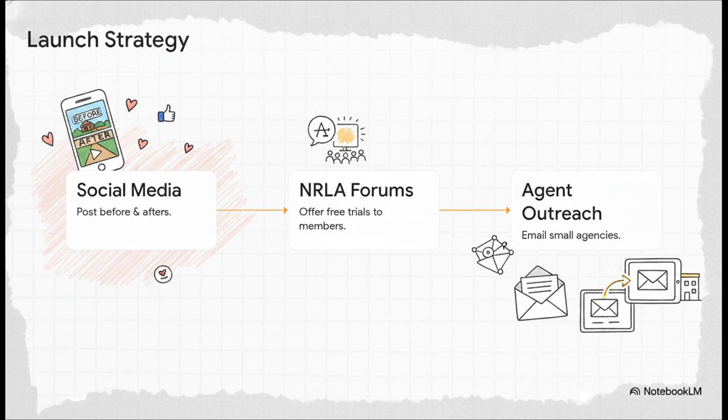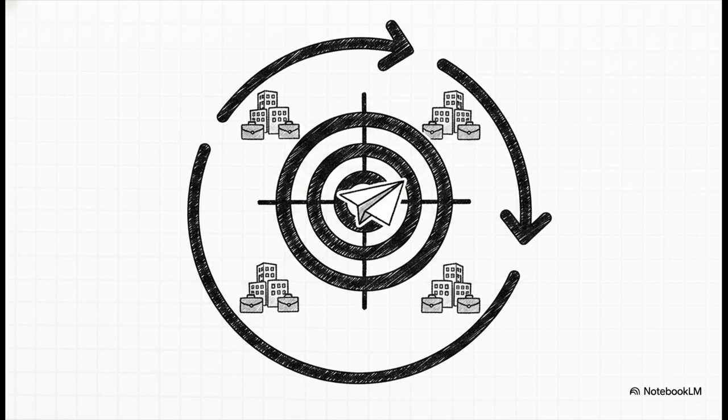Move 2 is offering free trials in tight-knit communities, like the National Residential Landlords Association forums. And Move 3 is direct agent outreach. For that direct outreach, you're going to want to target the approximately 15,000 small letting agencies in the UK. Specifically look for the smaller ones. We're talking teams handling maybe 50 to 200 properties.